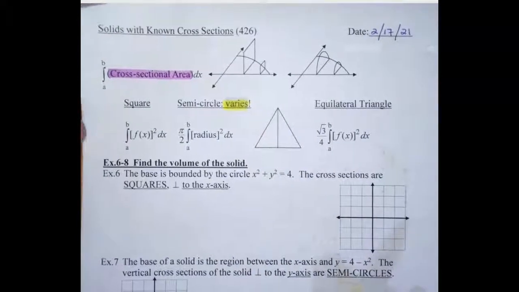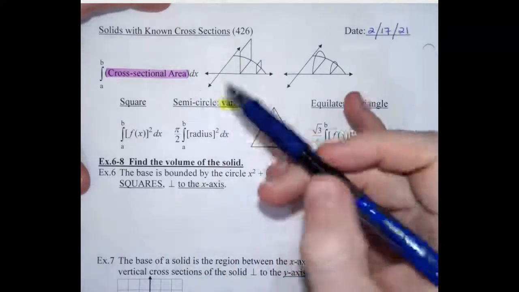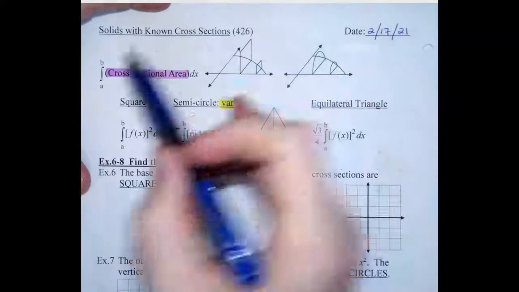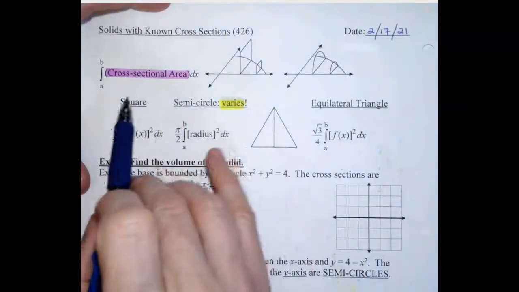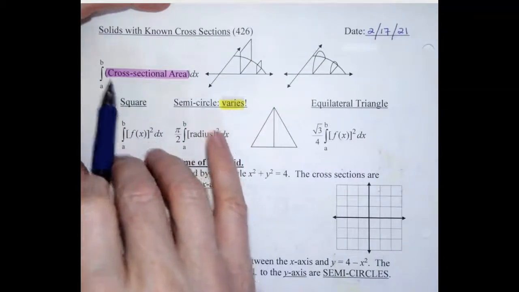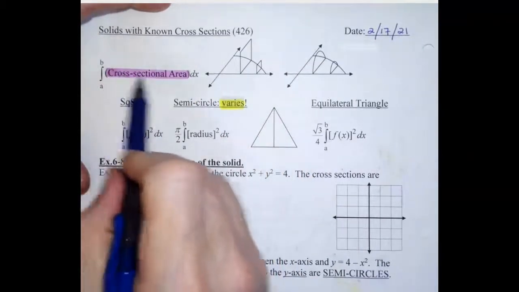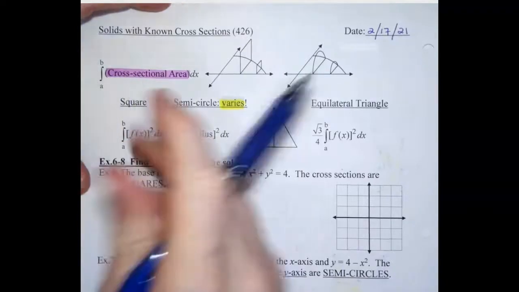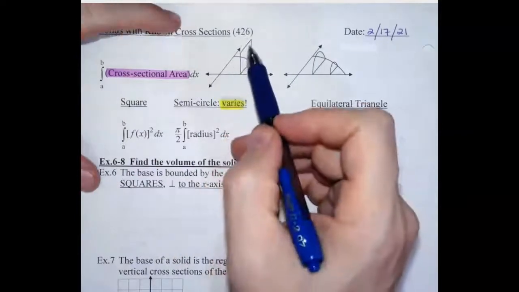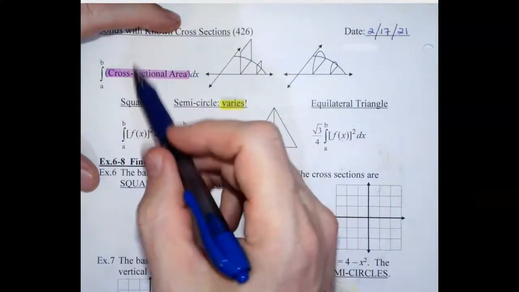Alright, so an extension of what we worked on with disks and washers. With disks and washers we had a circle, and so that gave us pi r squared for the area, and then we factored out the pi. But what we had was the cross-sectional area of those circles, pi r squared. The height was given to us by the integral. So here, now, we're going to have different shapes, possibly not circles.